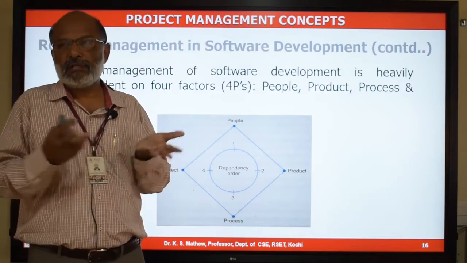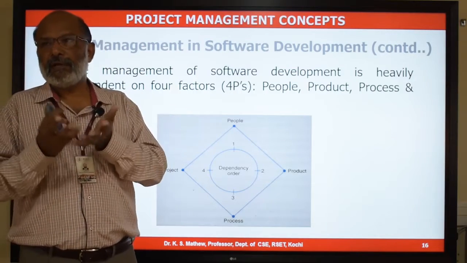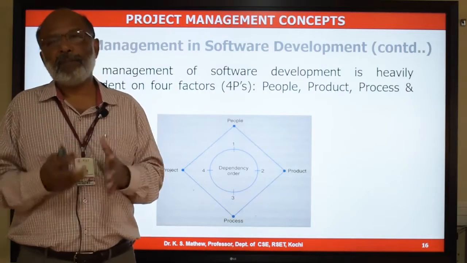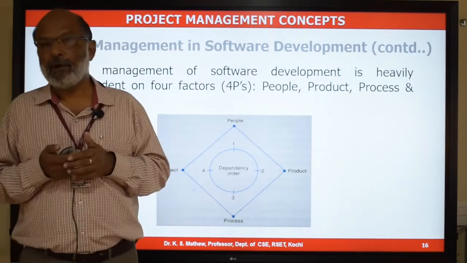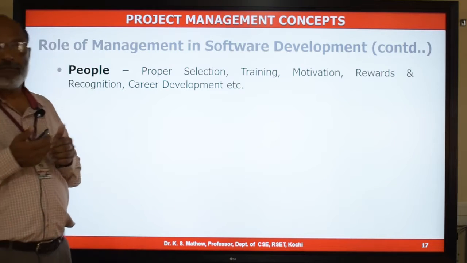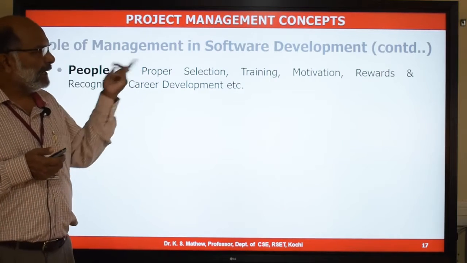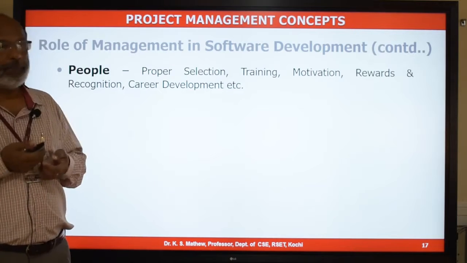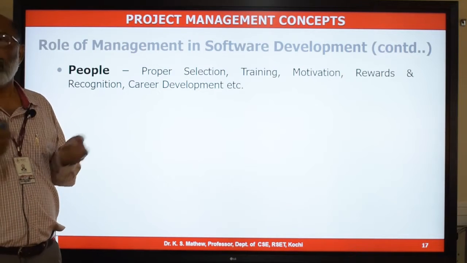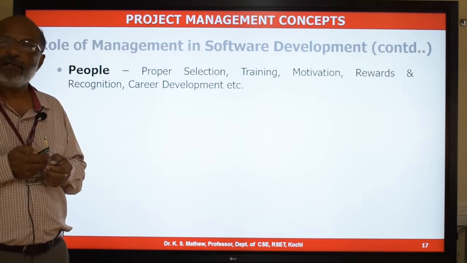There could be some hardware resources and software tools used in a software project, but if you compare the cost of those hardware and software tools, it is much lesser than the human resource cost. So managing people in a software project is very, very important. People management includes recruitment or proper selection of resources, training and development of resources, motivating your team, rewards and recognition system for your project team members, and career development of the team.